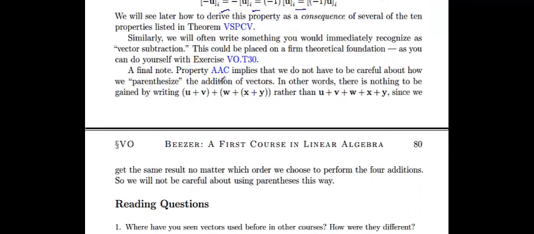Now, this associative property, just like with real numbers, says that you don't need to be very careful about parentheses when you're adding vectors. You can parenthesize this way, or you can parenthesize a different way, because you can write the parentheses any way you want. Usually when you add vectors, you don't put any parentheses. Okay, that's it.